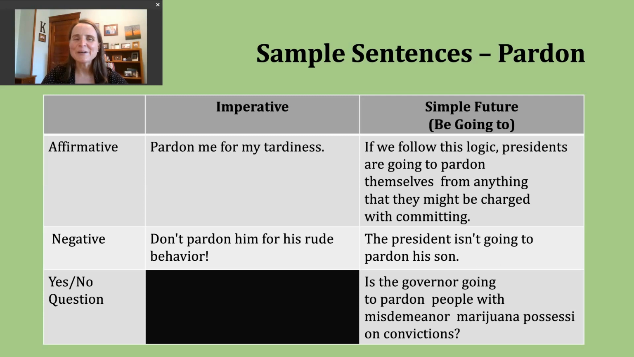Lastly, let's take a look at making a yes or no question in the simple future. To do this, we start with a form of be, so it can be am, is, or are, then our subject, then going to, and the base verb. Here's my last one. Is the governor going to pardon people with misdemeanor marijuana possession convictions?